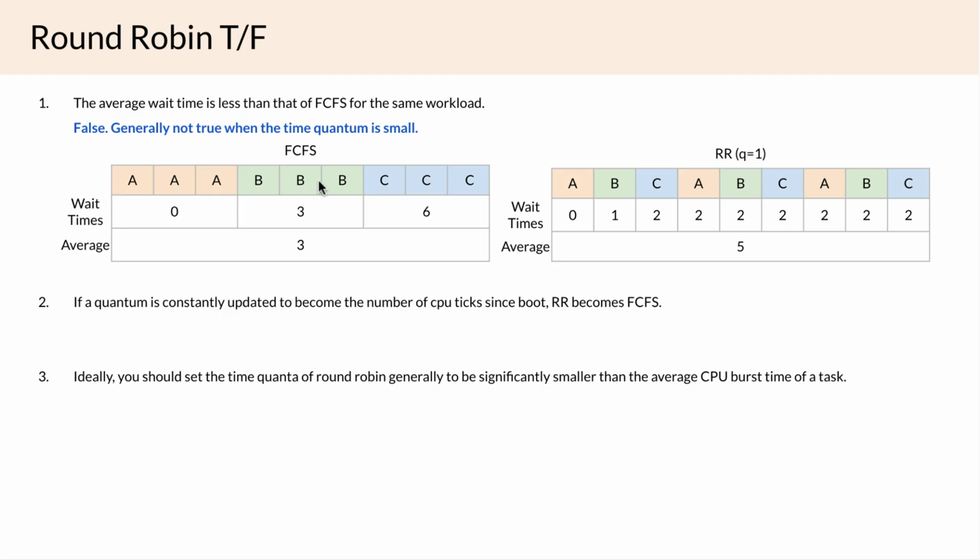Then with the example on the right, we're using round robin with a time quantum of 1. Note that here we calculate the wait time of each thread as the sum of how much it's had to wait over all of its turns. On A's first turn, it doesn't have to wait at all, but on A's second and third turn, in between the previous turns, it waits 2 units the first time and 2 units the second time.